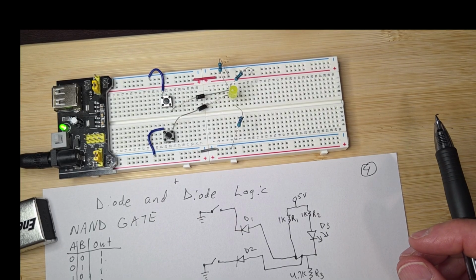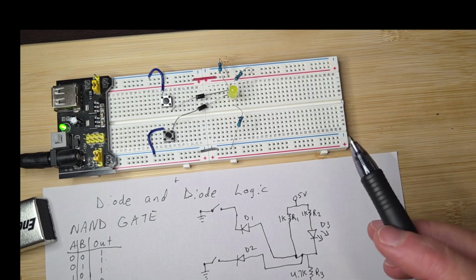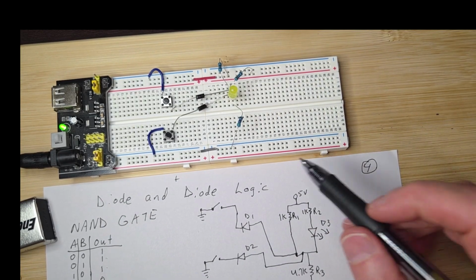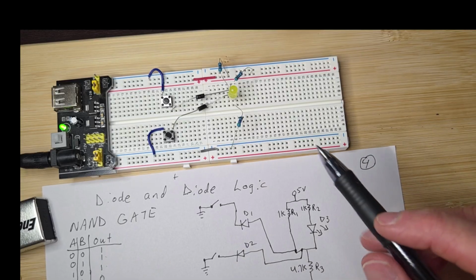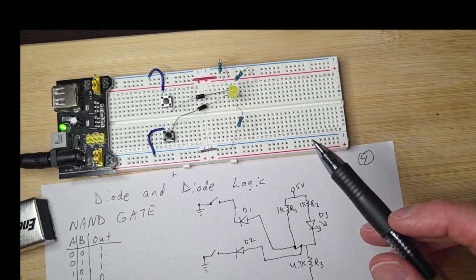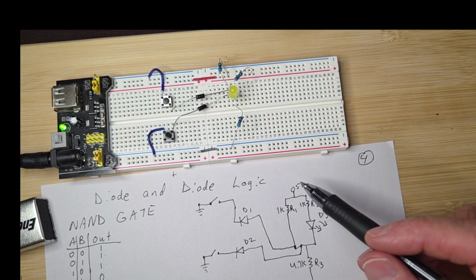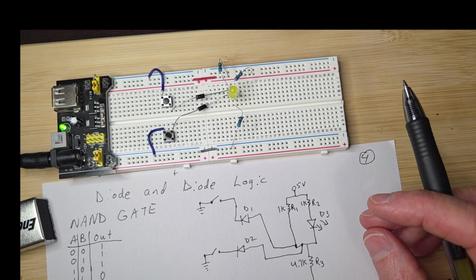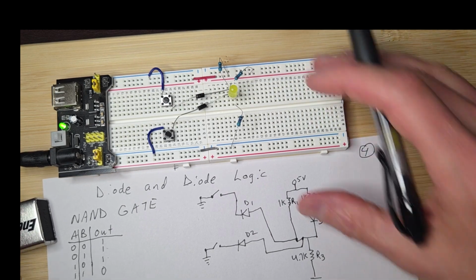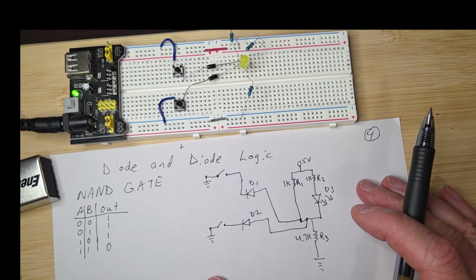And again, this is inspired from Forrest Mims the Third's engineering mini notebook. While I was perusing that, I noticed there was a decimal to binary encoder using diodes, and I think we'll do that next for the next video.